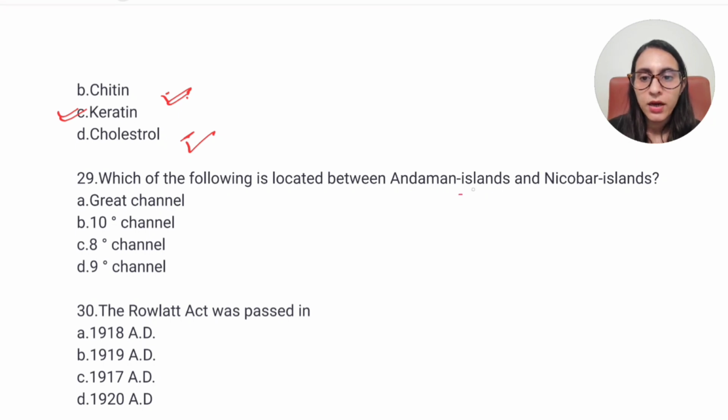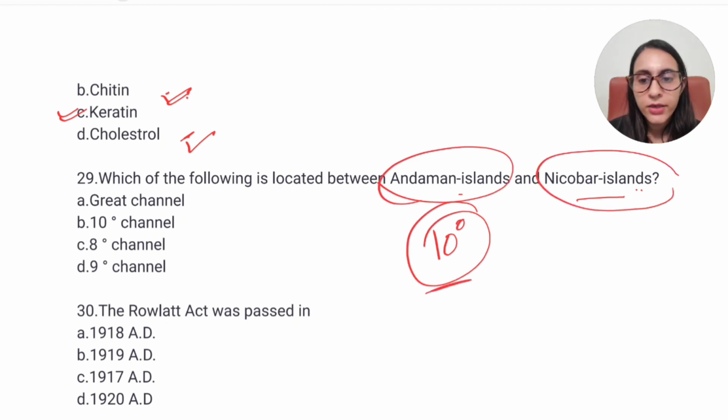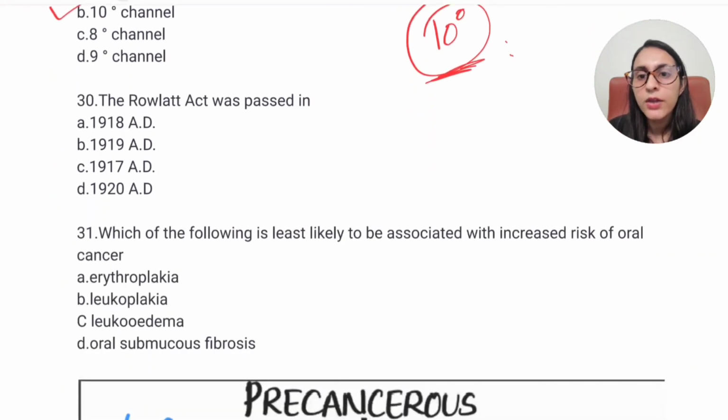Which of the following is located between the Andaman and Nicobar Islands? Actually, the Ten Degree Channel is the channel that is located between the Andaman Islands and the Nicobar Islands, in the Bay of Bengal. So it is the Ten Degree Channel. The Great Channel is not located there. Again, the Eight Degree Channel is not located there, and the Nine Degree Channel is not the correct location.